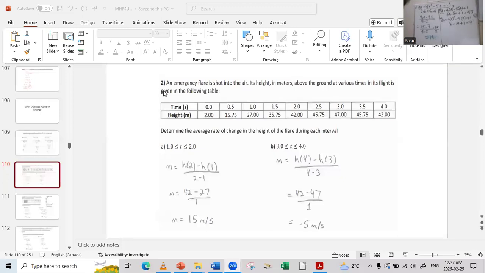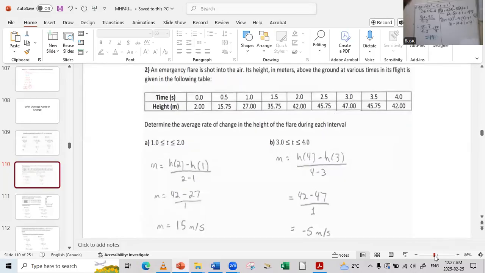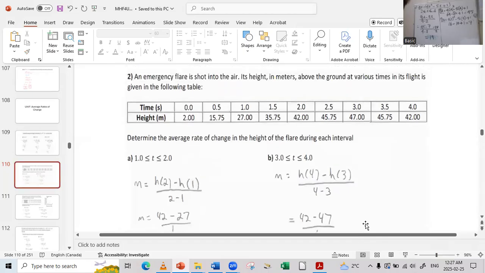Okay, guys. What is the example saying? Let us enlarge the numbers a little bit so that you can see it. Here we go. I think now it's clear. The question: an emergency flare is shot into the air. Its height in meters, this height in meters, is given above the ground at various times in the following table.